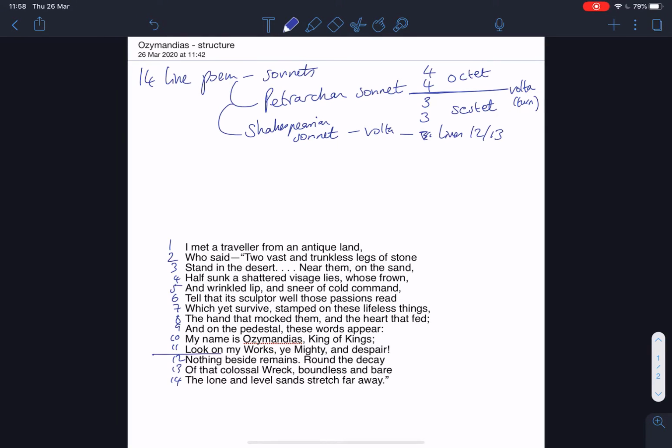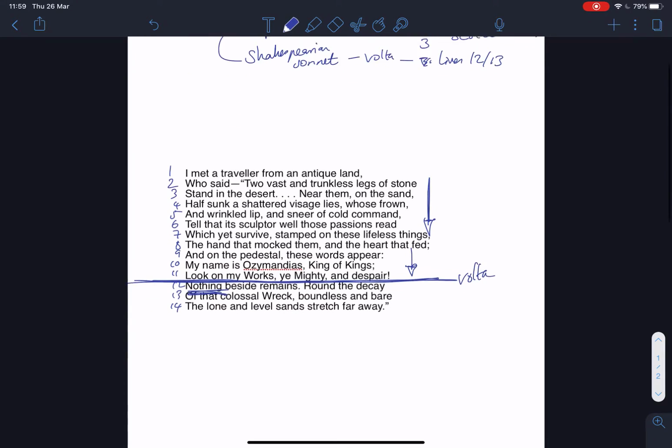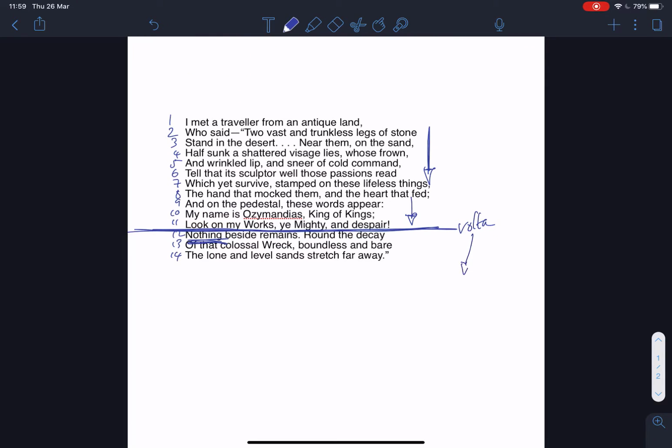So instead, Shelley puts the volta here. So we have the overview of what it looks like to the traveller, and then we have Ozymandias' words, and then we have the word nothing. So this is where our turn is. So our volta is placed in an unusual position. Okay, so Shelley defies tradition. Shelley is rejecting tradition in a really strong way.